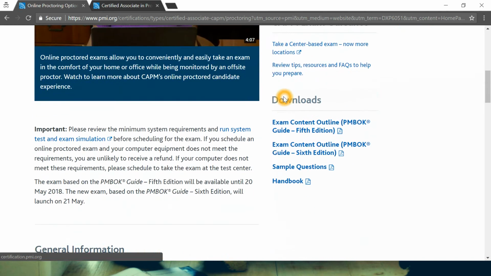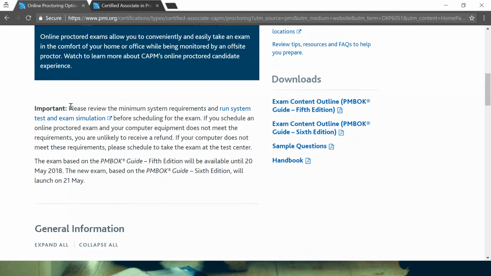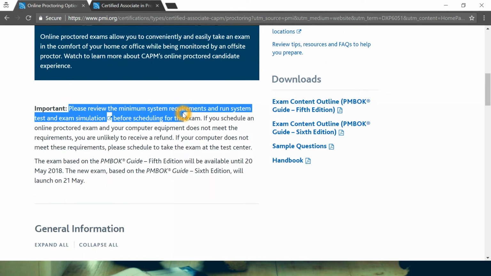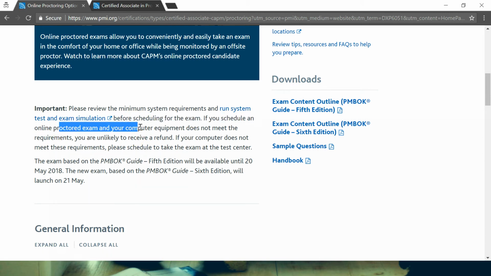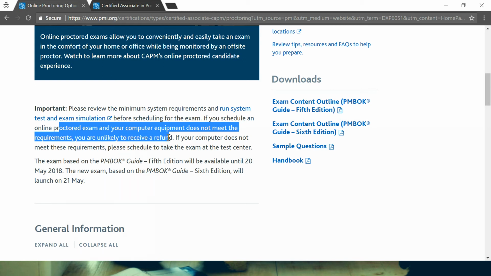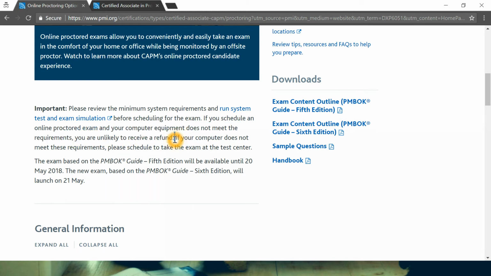And here's something important which I'd like to read here. Please review the minimum system requirements and run system test and exam simulation. So here's a link here which you need to run before scheduling for the exam. If you schedule an online proctored exam and your computer equipment does not meet the requirements, you are unlikely to receive a refund. So run the system test.